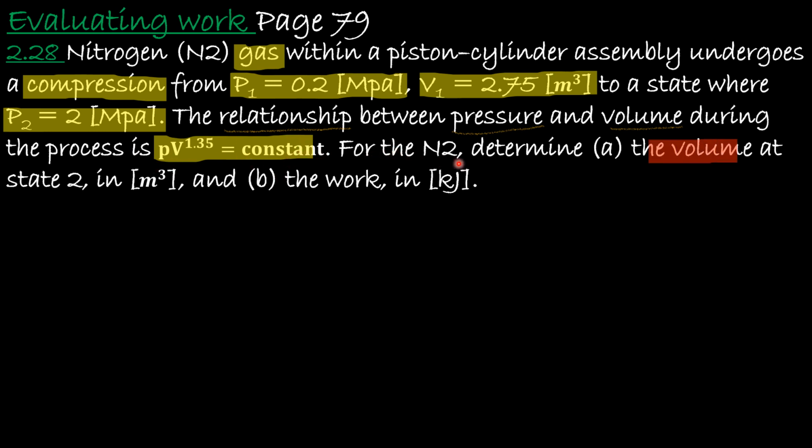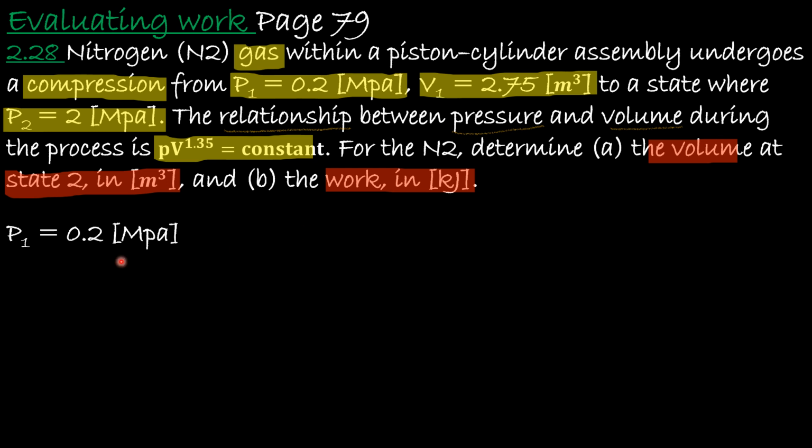Now for the nitrogen, we are asked to determine the volume of this nitrogen at state 2 in meter cube, and the work of this whole process where we go from state 1 to state 2 in kilojoules. So the first step we have done, we read the problem. The second step is to write down what is given.